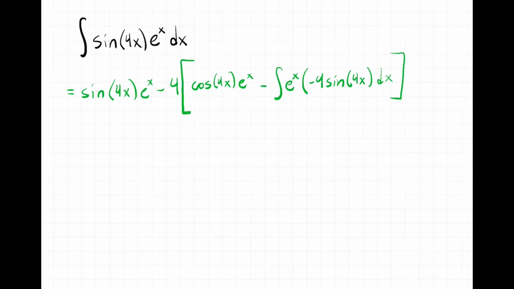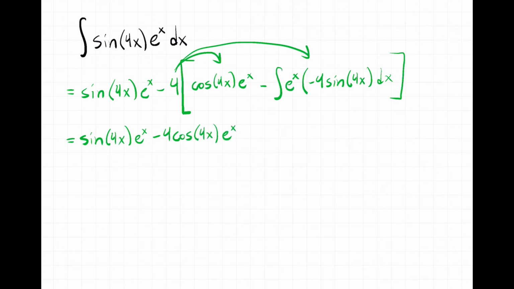So this equals the sine of 4x e to the x minus 4. I'm going to multiply that negative 4 times both of the terms that are inside these brackets. So negative 4 cosine of 4x e to the x.